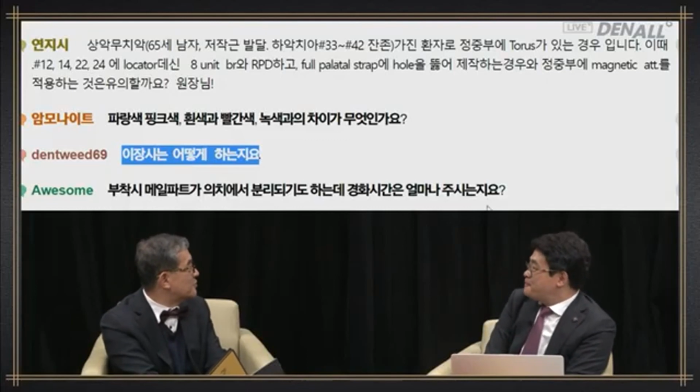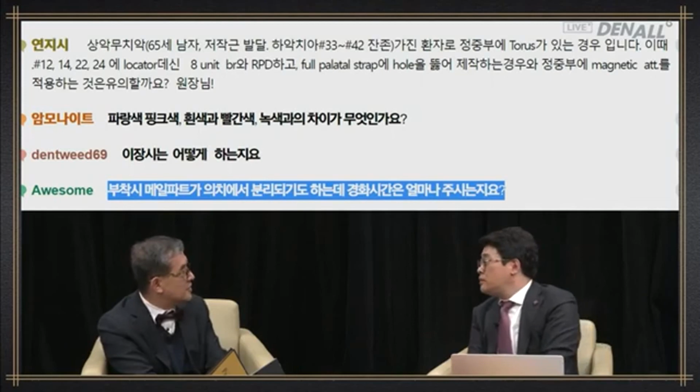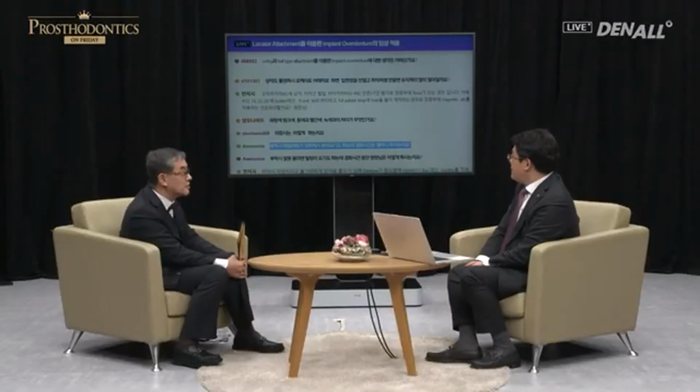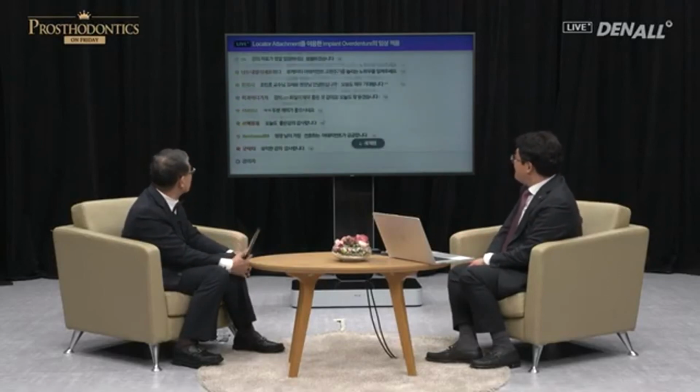ID awesome. When we attach it, the male part comes off the denture. How long do you wait for it to harden? About 8 minutes. Understood. I think it may vary depending on the material and by vendor. You need to look at the instructions well.